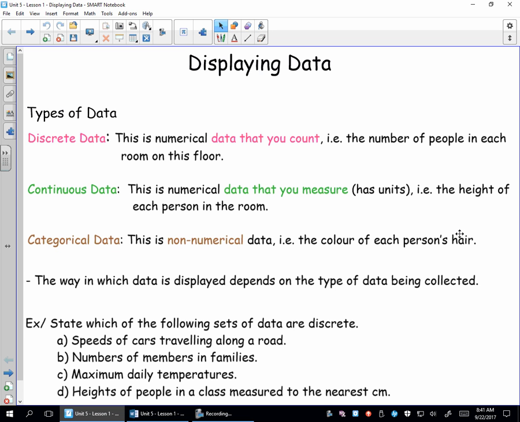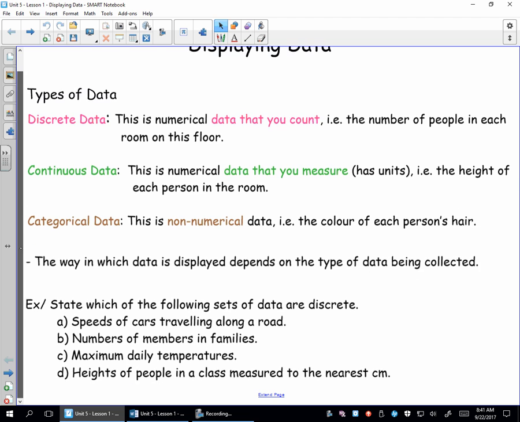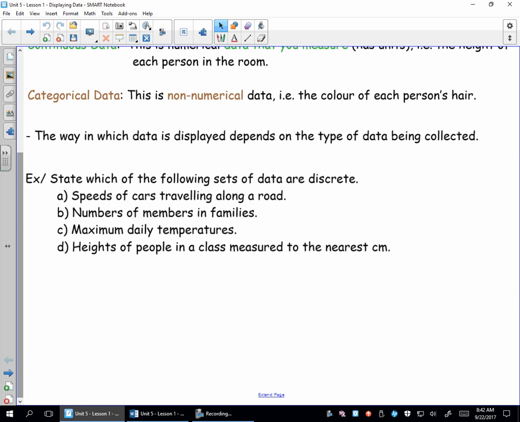Hey, discrete data, things that you count. So number of people in the room, the number of people in your family, the number of coins in your pocket, things you can count on your fingers. Continuous, things that you measure. How tall are you? How much do you weigh? How long did you watch TV for last night? And then categorical, non-numerical data. The color of people's hair, things like that. The size of the clothes you're wearing, small, medium, large.